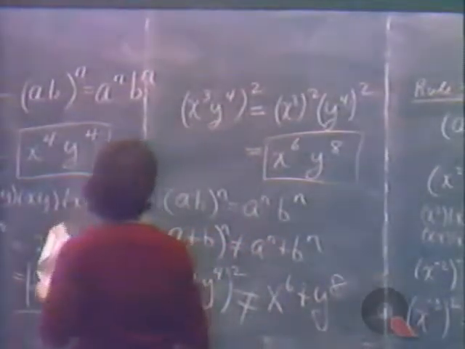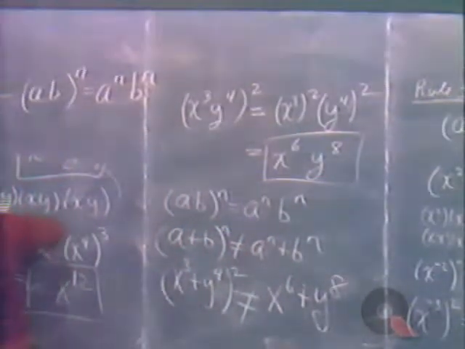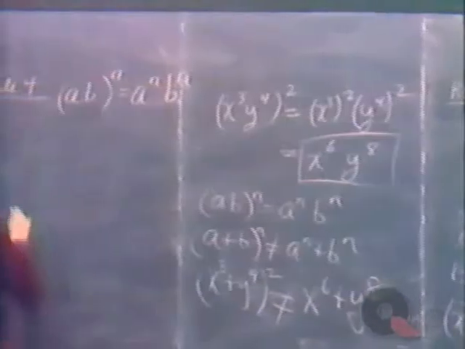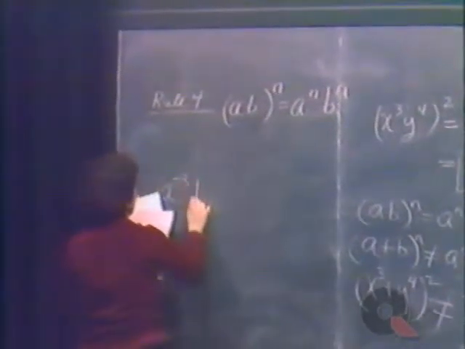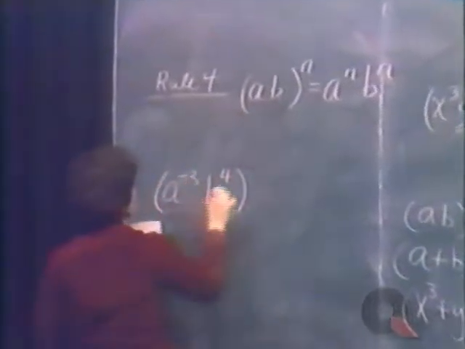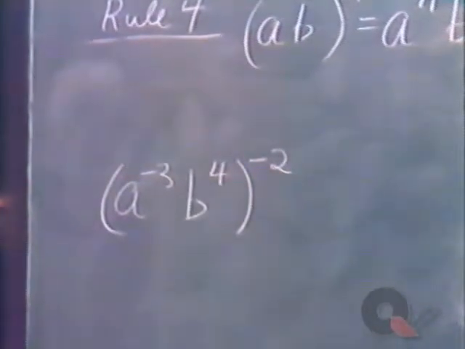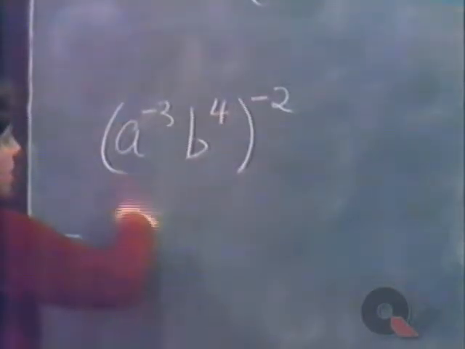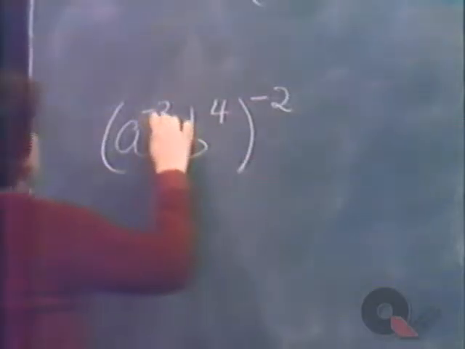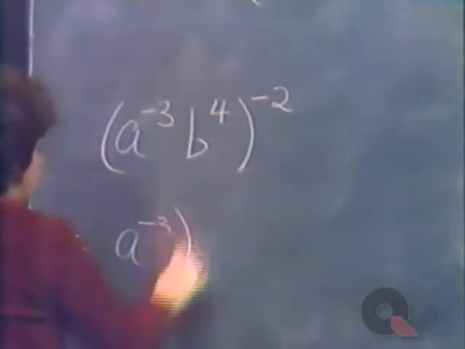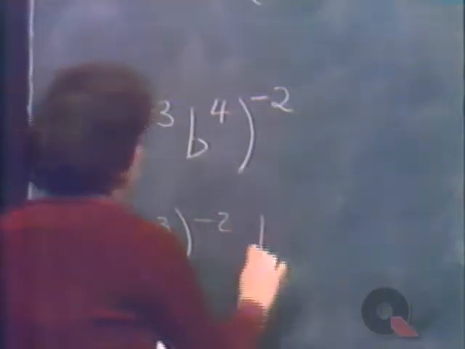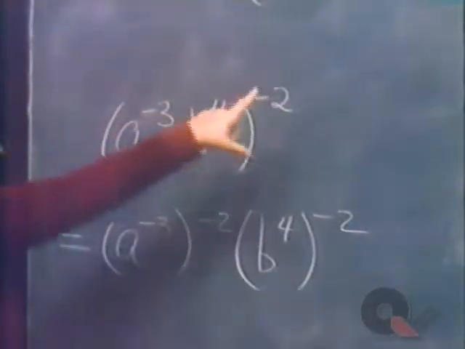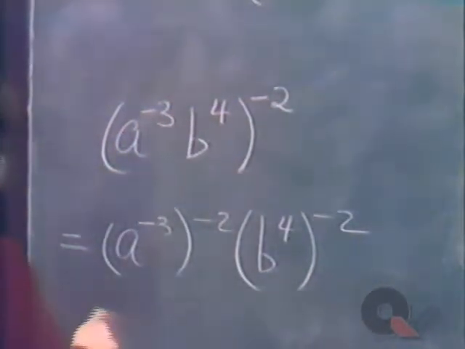Okay, let's try one more example like this, and then we'll go on to Rule 5. How about (a to the minus 3, b to the 4th) to the minus 2 power? Remember, these rules are for positive or negative powers. It doesn't matter. This is like (ab) to the nth power, so it's going to be a to the minus 3 to the minus 2 power times b to the 4th to the minus 2 power.